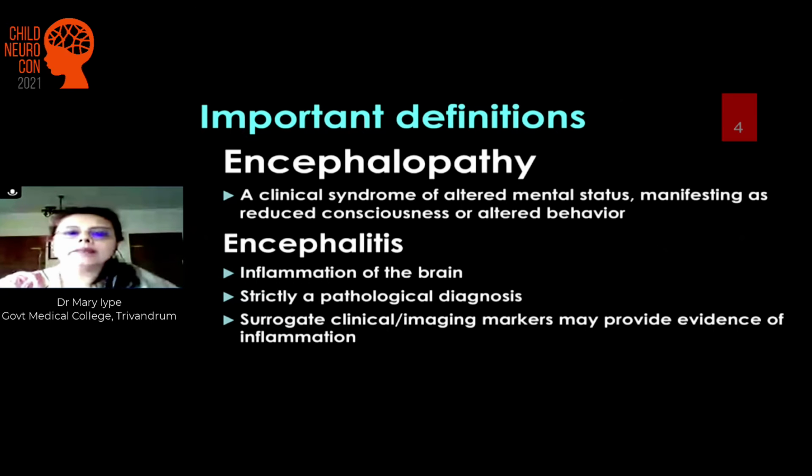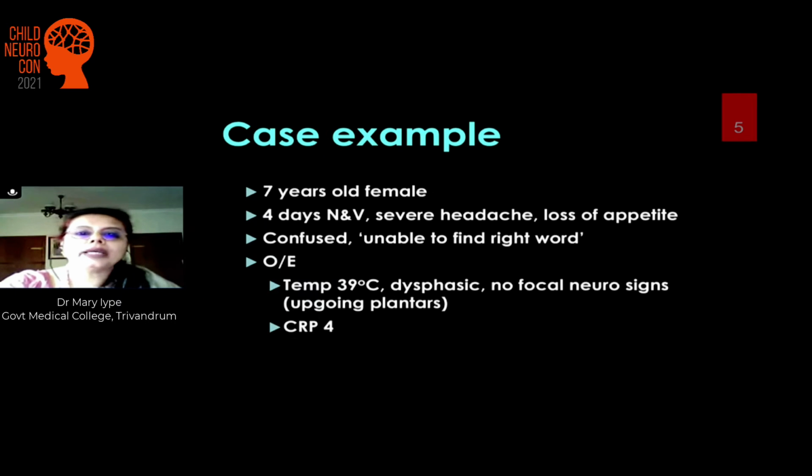The important definitions that one should know are encephalopathy and encephalitis. By encephalopathy, we refer to a clinical syndrome of altered mental status manifesting as reduced consciousness or altered behavior. By encephalitis, we refer to an inflammation of the brain, which is strictly a pathological diagnosis. However, one can reach a diagnosis of encephalitis by surrogate clinical and imaging markers that may provide evidence of inflammation. Let me share a few case examples.